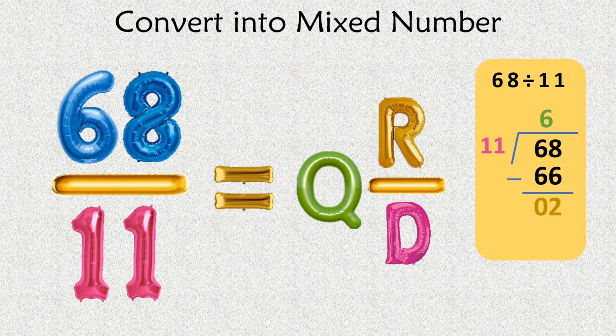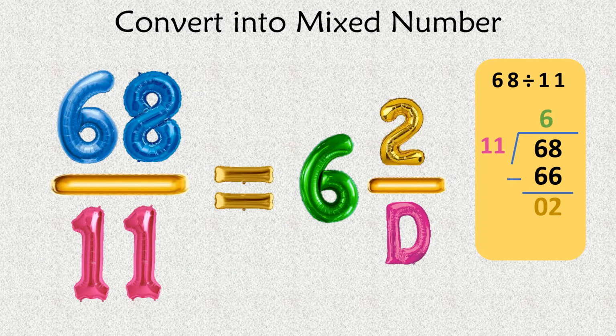So the mixed number is written as Q R upon D, where Q is quotient, which is natural number part, and R is remainder and D is denominator. Now put the value. So what is quotient? 6 and remainder is 2, and write the denominator as it is, which is 11. So the mixed number is 6 2 upon 11.